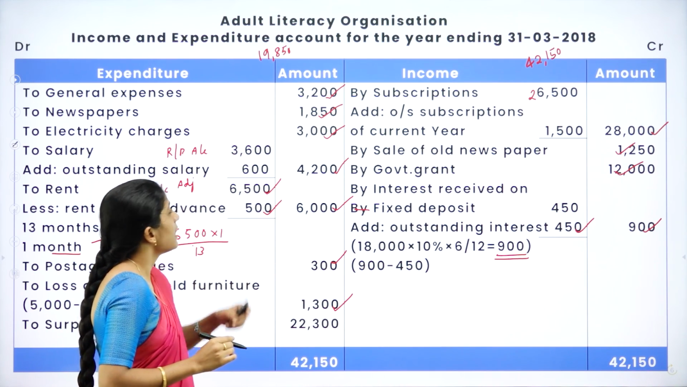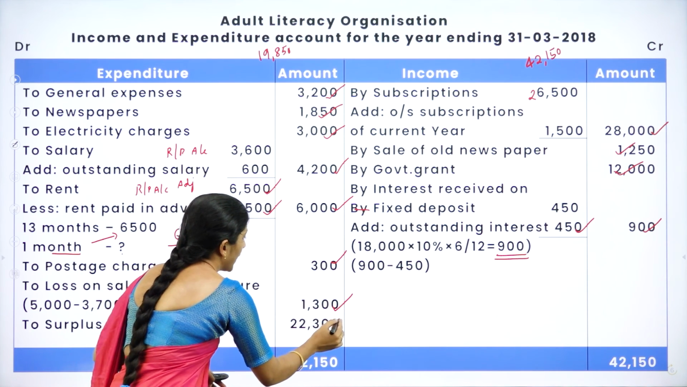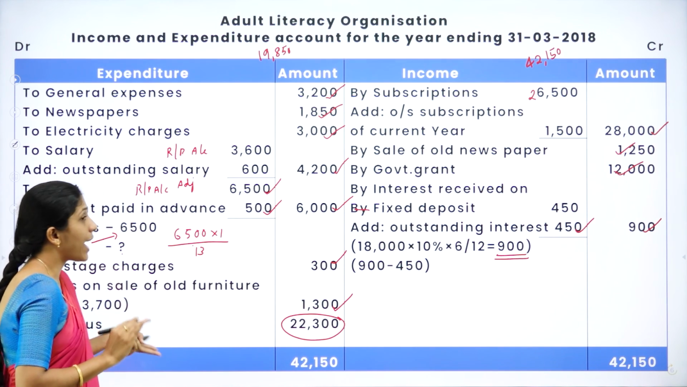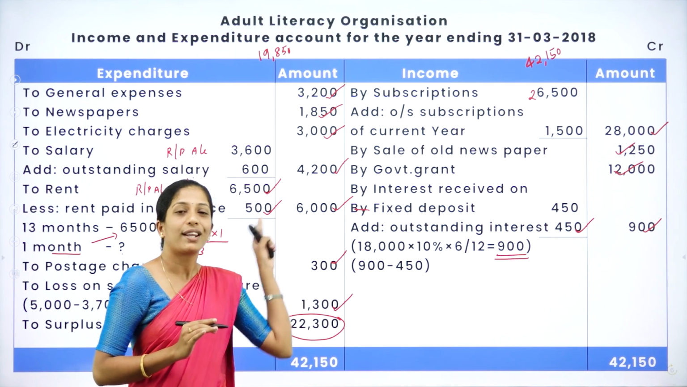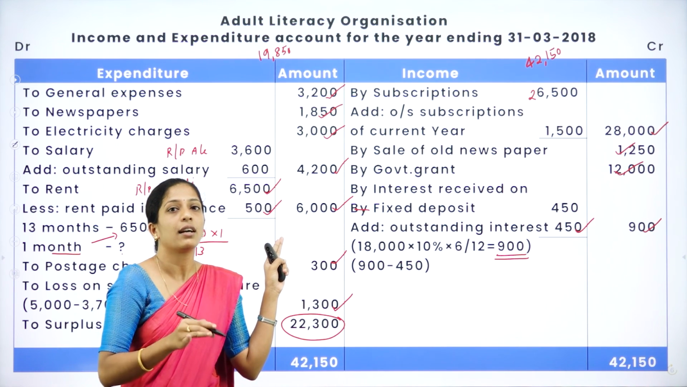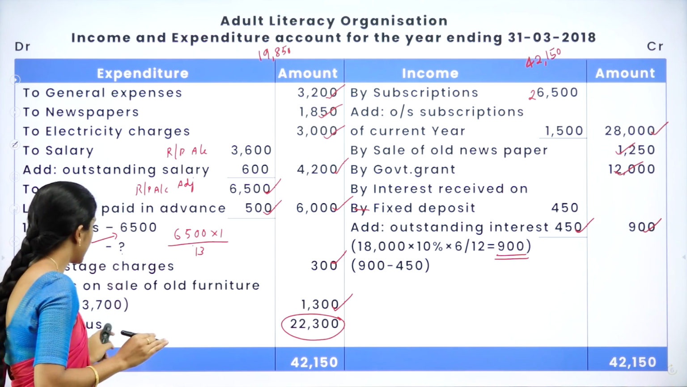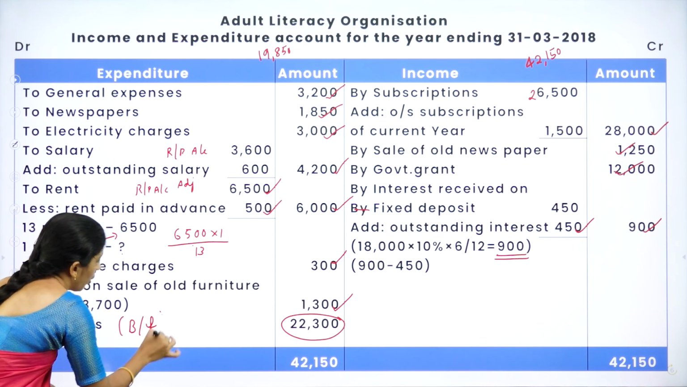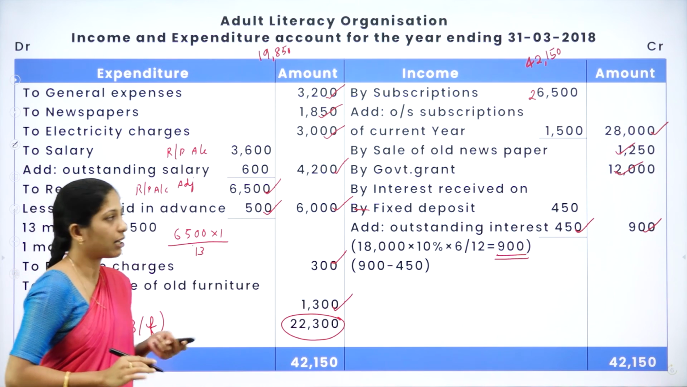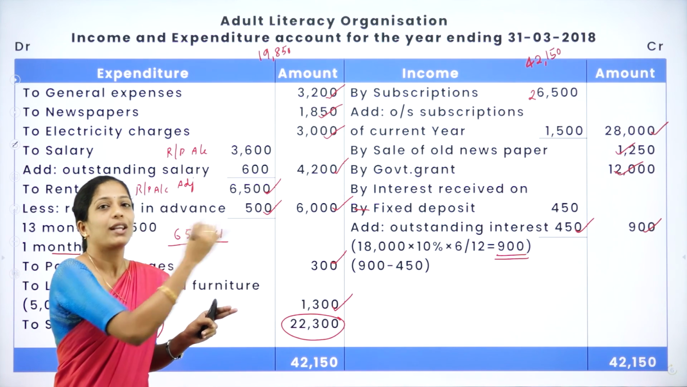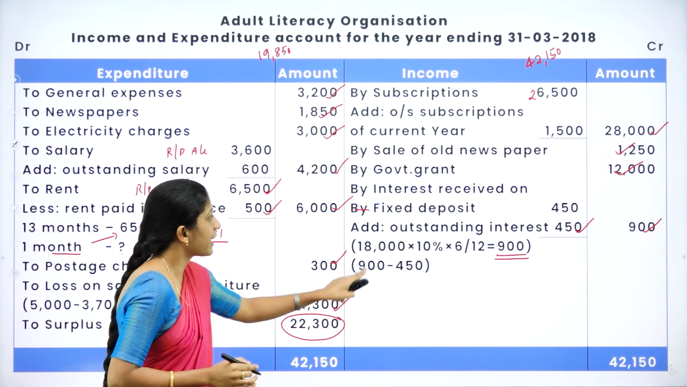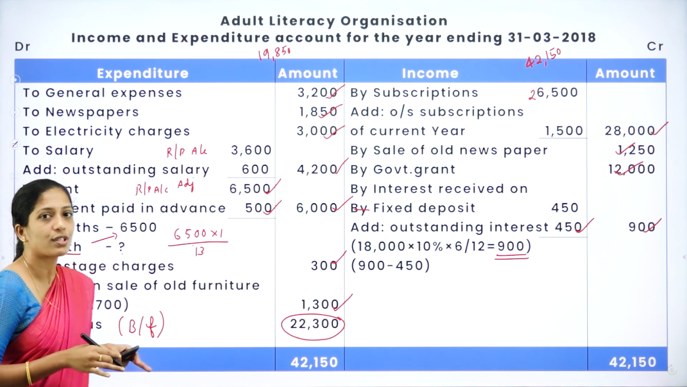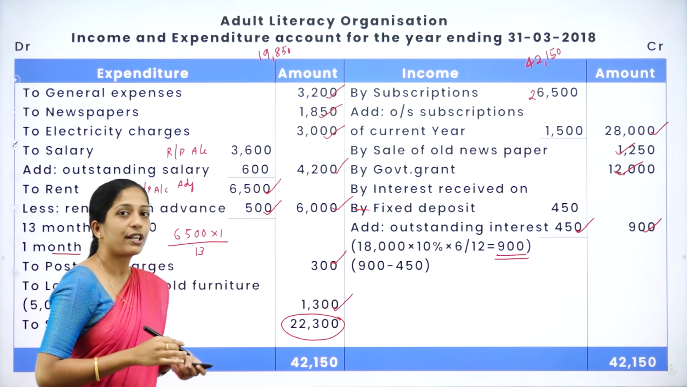42,150 minus 19,850, you will get 22,300. Now what is this 22,300? As I told, if the income is more than expense, that is excess of income over expenditure, it is surplus. So surplus is the balancing figure of the income and expenditure account. If the expenditure is more than income, then it is deficit, and you will write it as by deficit, but it is surplus here. So to surplus, the balancing figure is 22,300.